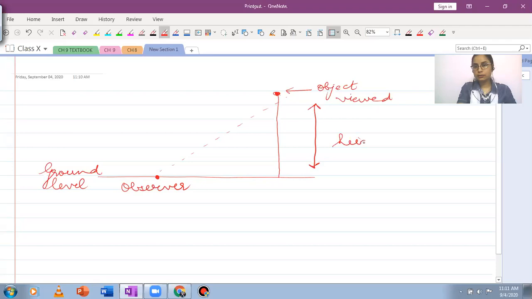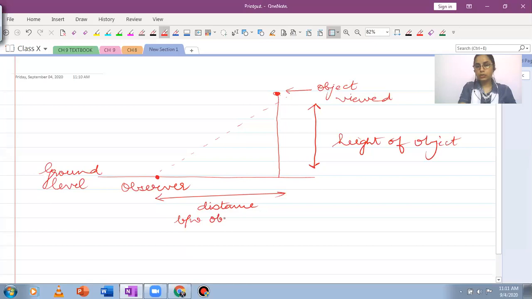This is the height of the object, how high the object is, and this tells you the distance between the observer and the base of the object. Wherever the object is, its base is assumed to be at 90 degrees. This is the most important thing. There should be a right angle formed.